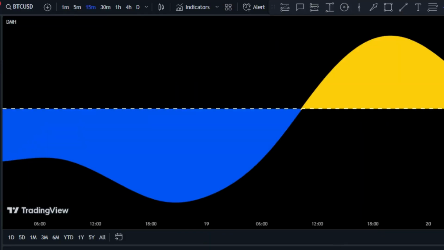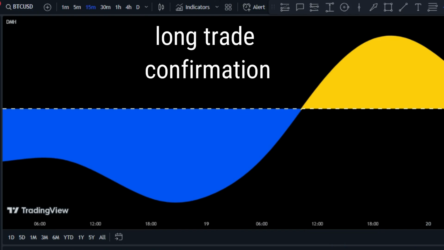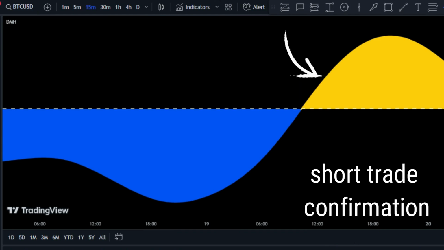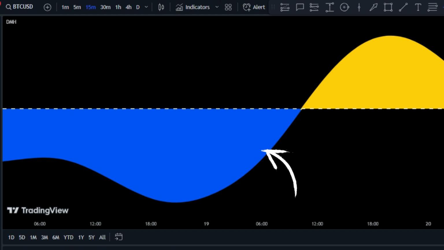As you can see, this oscillator has a colored area that moves up and down a line. If the area is above the midline, it will be yellow according to the settings we've made, and if it's below the midline, it will be blue. Therefore, the yellow color confirms the potential for buying and the blue color indicates the potential for selling.